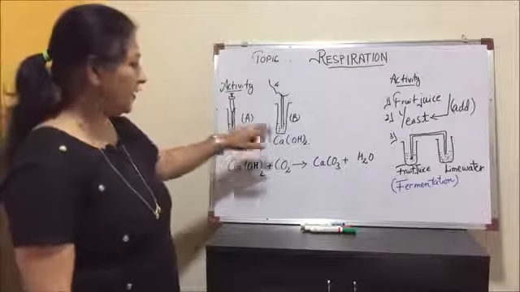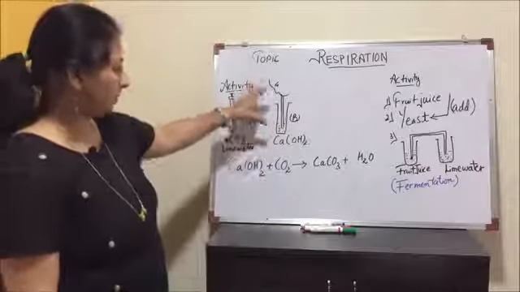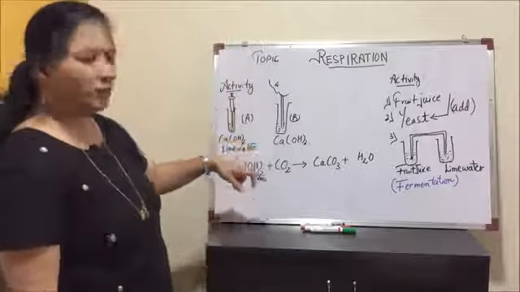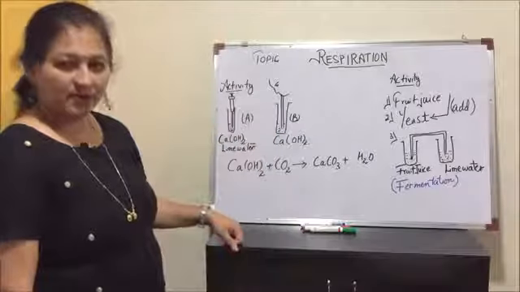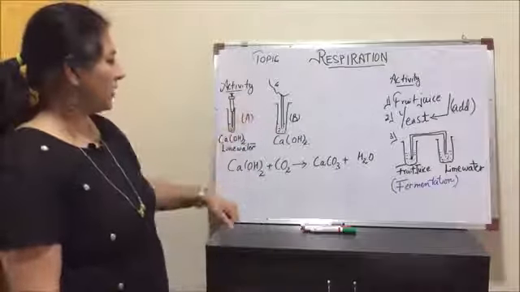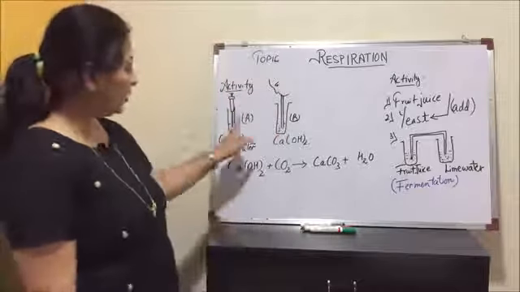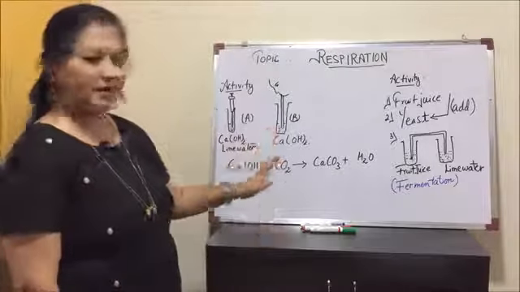And in test tube B, what happened? There is a straw, or a hollow glass rod, and a person is blowing air into the water with the help of this straw. Now what will happen in test tube B? Both the test tubes have lime water, that is calcium hydroxide.